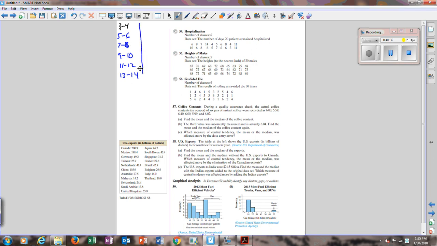Then your frequency is how many fall within each category. So from 3 to 4 is 1, 2, 3. From 5 to 6 is 1, 2, 3, 4, 5, 6, 7, 8. From 7 to 8 is 1, 2, 3. 9 to 10 is 1, 2. 11 to 12 is 2. And 13 to 14 is 1.